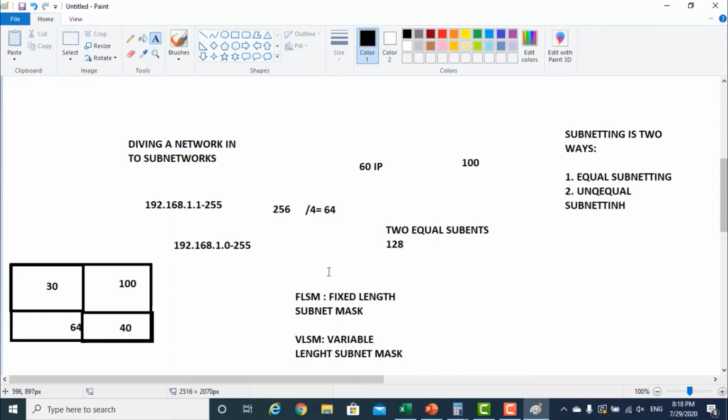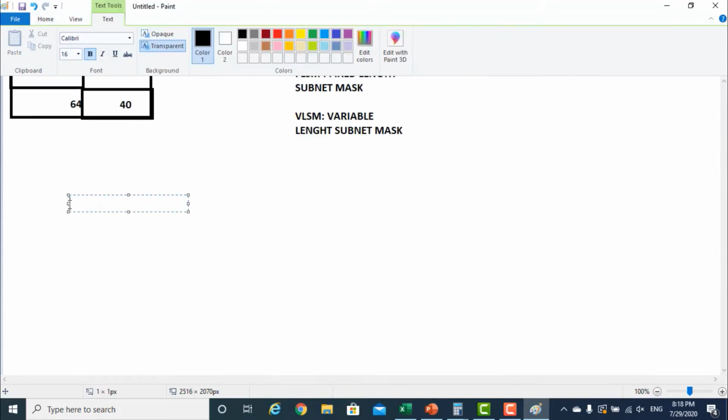But first of all, we will learn how to divide a network from class C, class B, or class A into fixed length subnets, depending upon our requirement. So these are all examples. For example, a company requirement is, for example, 50 clients. Okay, 50 clients.